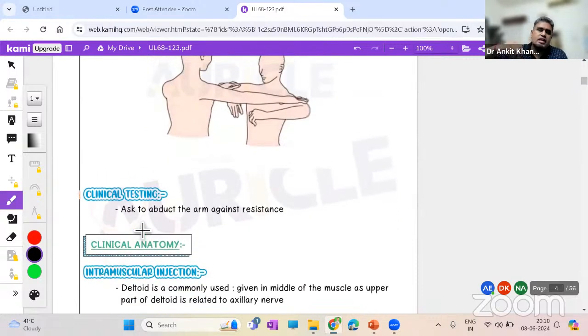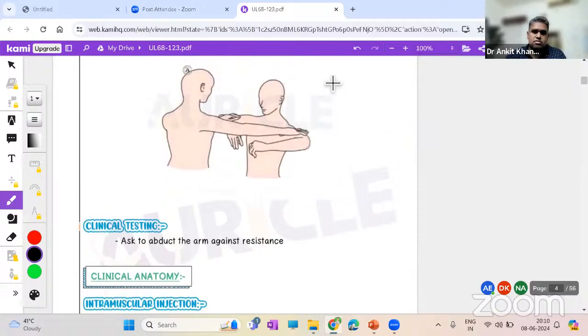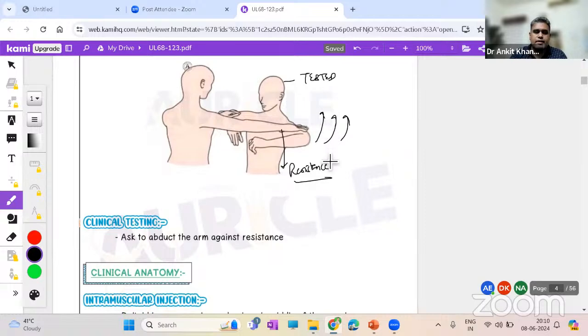Obviously it is mainly tested in abduction. So ask the patient to abduct against resistance. You can imagine this person being tested over here, asked to abduct the upper limb, and the resistance is being given from this hand. The person is asked to abduct the upper limb, and the deltoid is being palpated at the top of the shoulder joint.